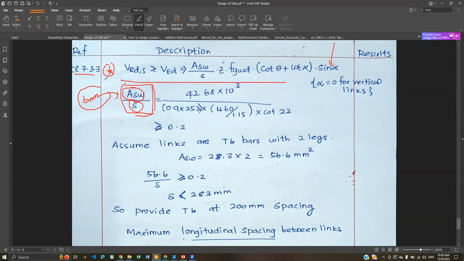If you know the diameter of the bar, you can calculate the cross-sectional area. How can we do that? It is pi d squared by 4. If you substitute, d I know, which is 6 mm, and you know this equation to find the cross-sectional area. Eventually you will get this value; I got it as 28.3. So you can check this value.